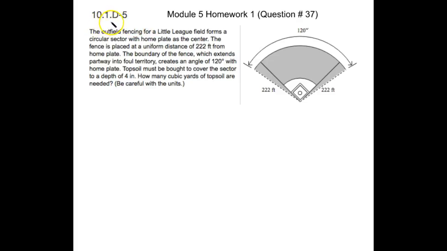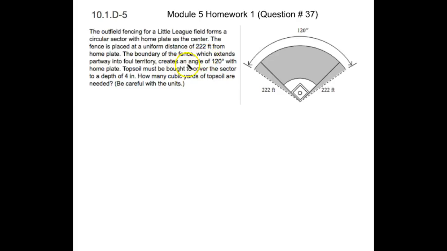from 10.1.D-5. It says the outfield fencing for a Little League field forms a circular sector with a home plate as the center. The fence is placed at a uniform distance of 222 feet from home plate.